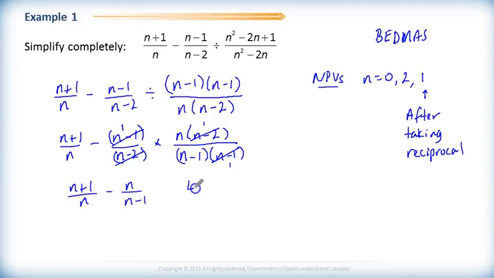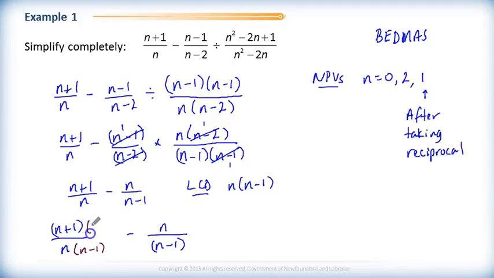Now we need to get the LCD. The LCD consists of n and n minus 1. So our first rational expression needs an n minus 1 to get that LCD. So we multiply the top and the bottom by n minus 1. The second rational expression needs an n. So I will multiply by n in the top and the bottom.